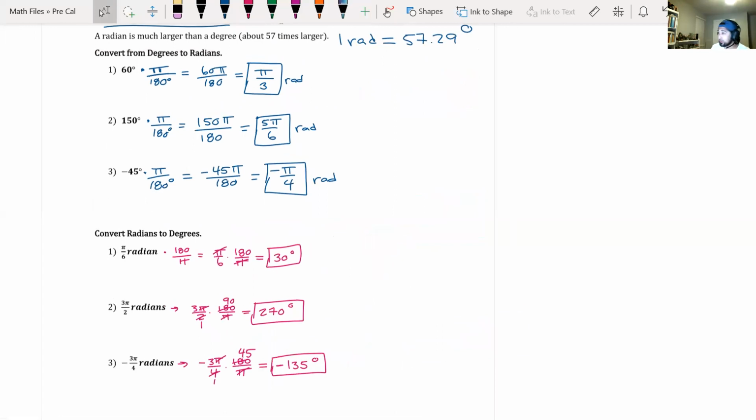So when we deal with arc length, if you're ever given an angle in degrees, it must be converted to radians in order to solve for arc length. And it's going to be the same for the area of a sector, which is next. The area of a sector, your degrees must also be in radians. But any questions on this page before moving on?